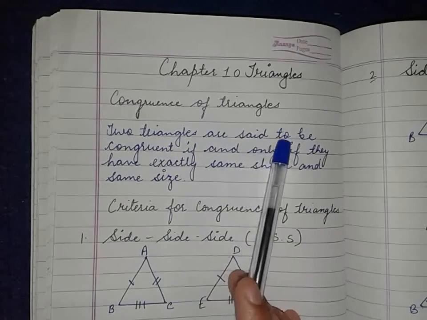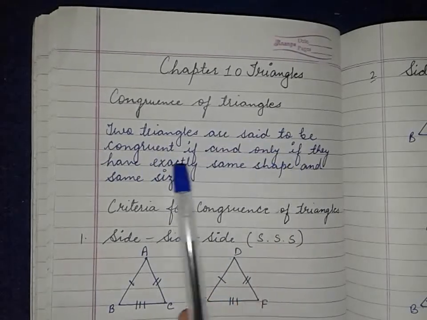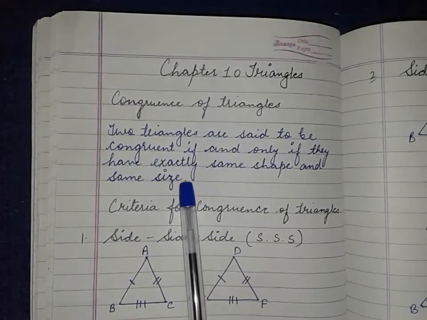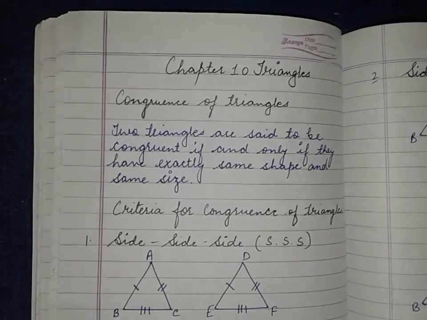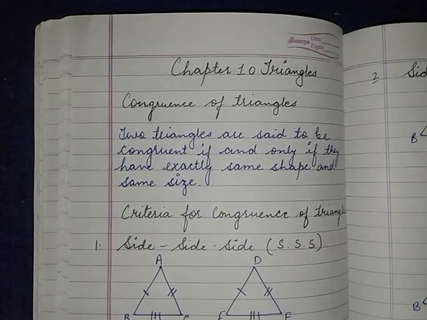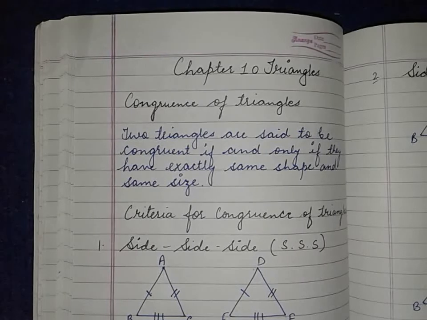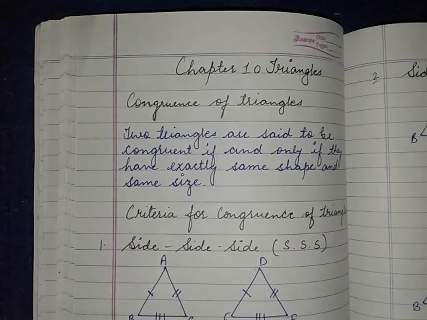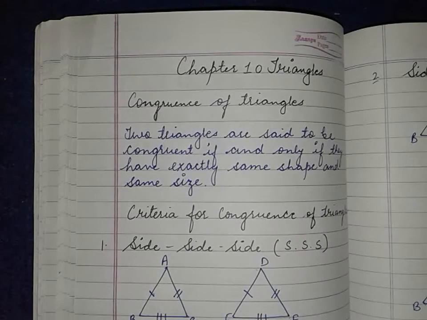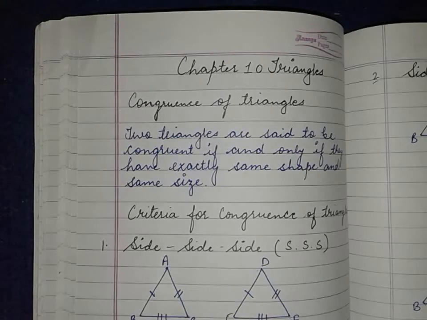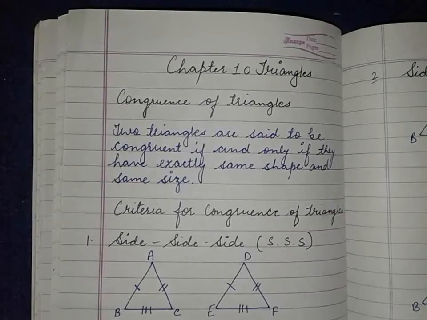Two triangles are said to be congruent if and only if they have exactly the same shape and the same size. Their size is the same means the corresponding lengths and the angles are equal in the two triangles. There are certain criteria which are used to prove two triangles congruent. One by one we'll learn about those.